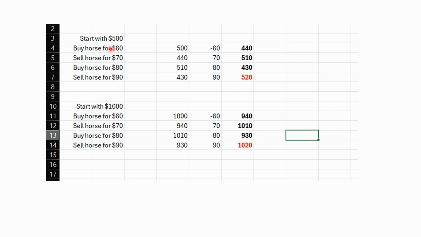You start with $500. You buy the horse for 60. 500 minus 60, $440. You sell the horse for 70. $440 plus 70 is $510. You buy the horse again for 80. So 510 minus 80 is $430. You sell the horse for 90. 430 plus 90 is 520. Guess what? 520 is $20 more than the 500 you started with. You could do the same thing with $1,000 here. I'm not going to go through each one of these steps. You end up with $1,020. If I had $1 million as the starting number, you would have $1,000,020 here.